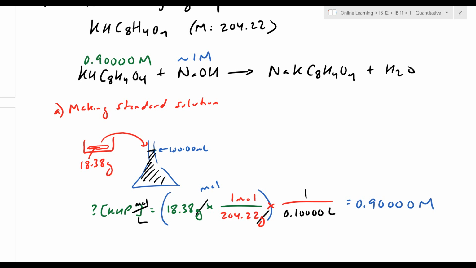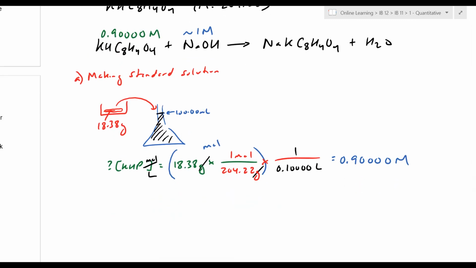Then let's think about doing the titration. The titration involved, just reminding you again, starting with 10 milliliters of my KHP solution. So I knew the concentration, I knew it was 0.9, and I'm actually going to toss in 10.00 milliliters of it. I've decided to test enough KHP to fill 10 milliliters.